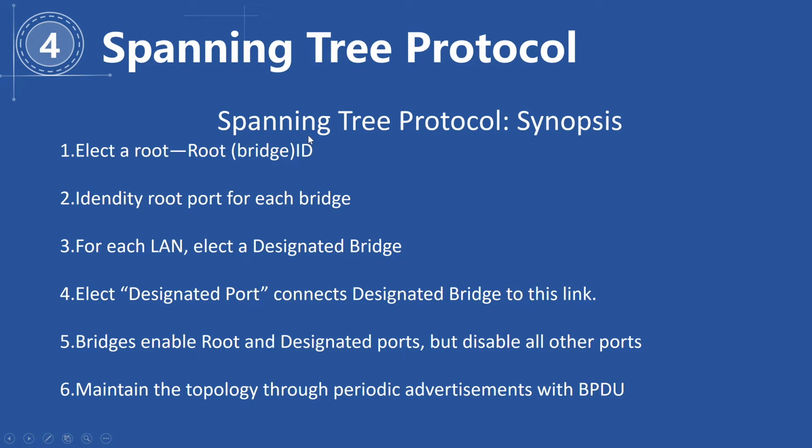The steps of the spanning tree protocol are like this. Elect a root by the root ID. Identify the root port for each bridge. Elect the designated port and designated bridge for each line, and then the bridges enable the root and designated ports, but disable all other ports. After doing that, maintain the topology through periodic advertisement with BPDUs.